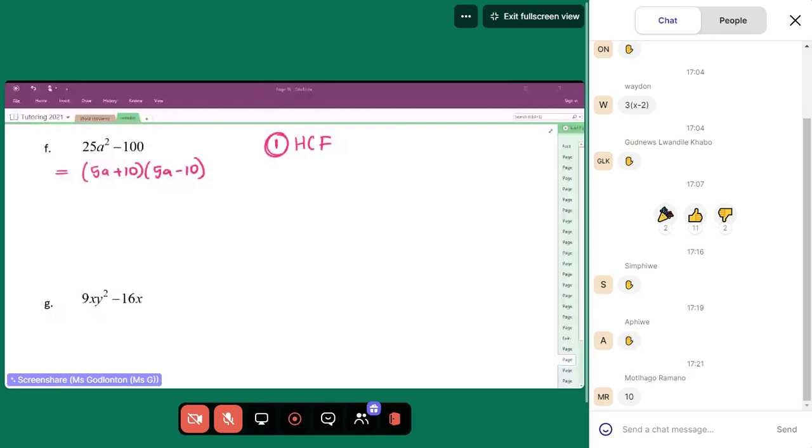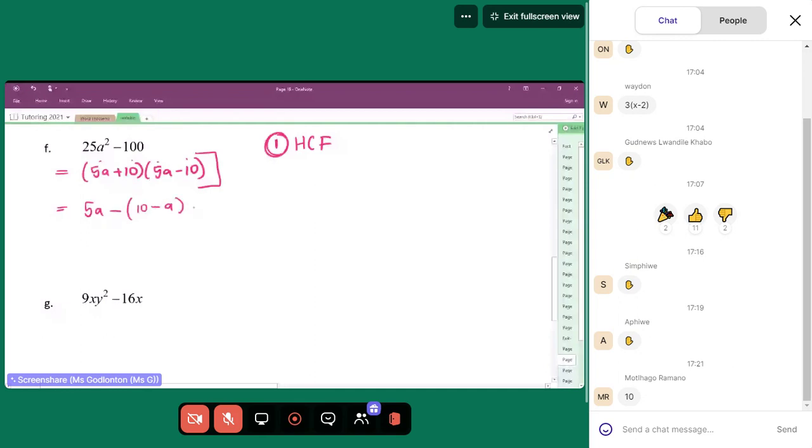Is that what you did? No. Okay, so wait, let me just talk about this first. This is what Tansy did. She's done difference of two squares. The problem with this is that there's still common factors in my brackets. So that's why we can't do that step just yet. But I'm interested to hear what you did, Nokubonga. Go ahead. So I want to say 5A minus bracket 10 minus A and bracket 10 plus A.